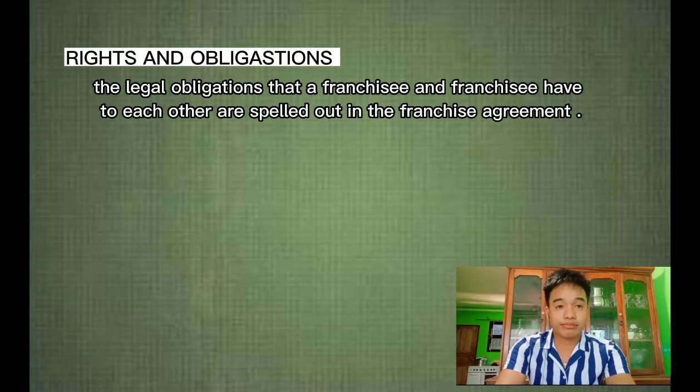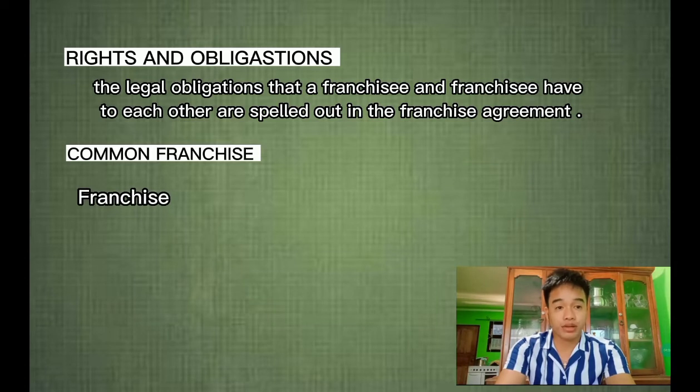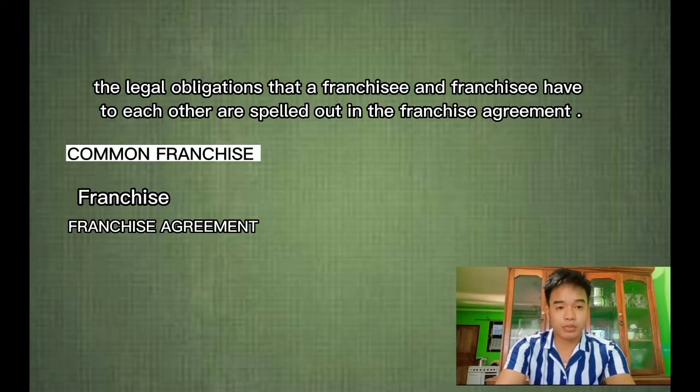Fourth, we have common franchise terms. First, we have franchise, a license that describes the relationship between the franchisor and the franchisee, including use of trademarks, fees, support and control. Second, franchise agreement, the written contract between the franchisor and franchisee, which tells each party what it is supposed to do.